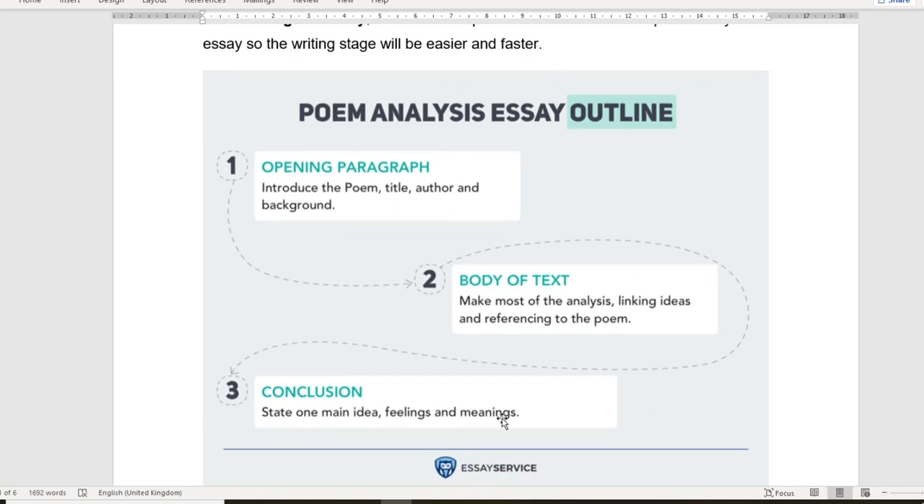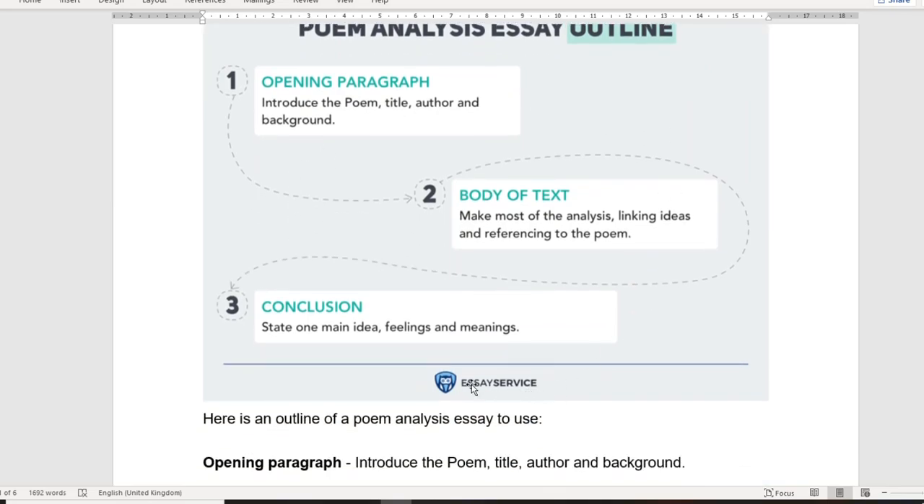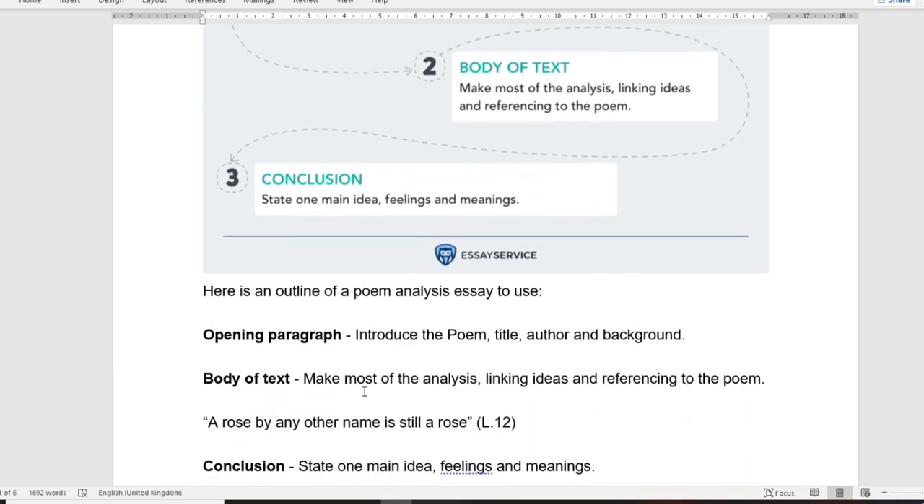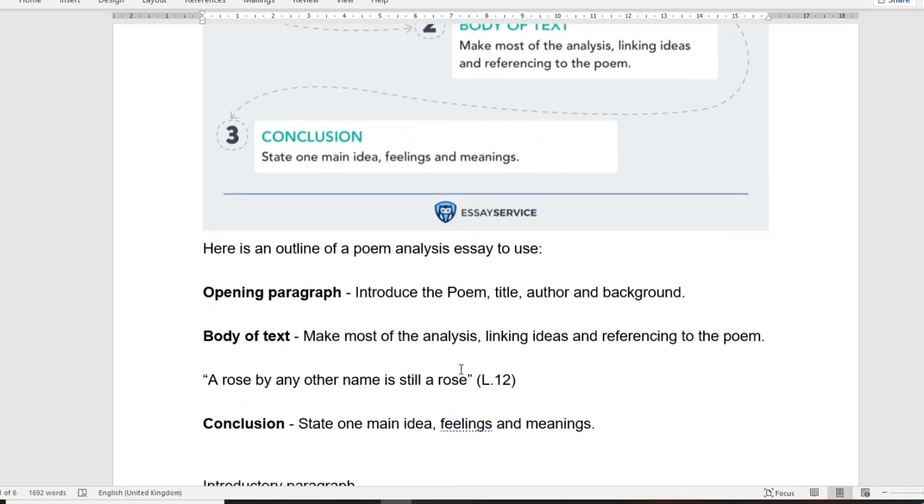Okay, so it's the same as how you've always done it with a mind map as planning. This is basically a mind map. This was taken from Essay Service. So here, the opening paragraph is to introduce the poem, title, author, and background. Body text, make most of the analysis, linking ideas.